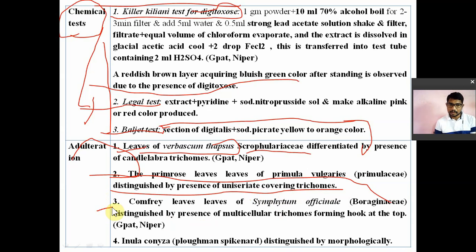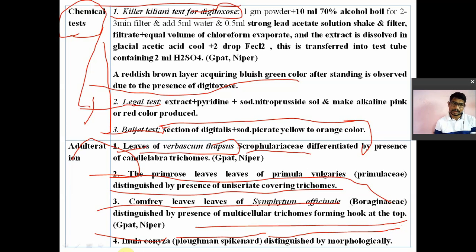Then again, this Digitalis can be substituted by comfrey leaves obtained from Symphytum officinale, family Boraginaceae, and it can be distinguished by the presence of multicellular trichomes forming a hook at the top. Then again, Digitalis can be substituted by Inula conyza, plowman's spikenard, distinguished by morphology. These are nothing but the substitutes or adulterants for your Digitalis.